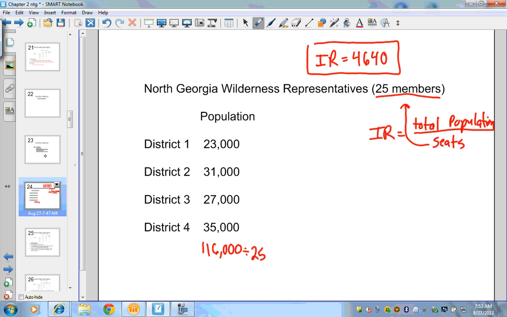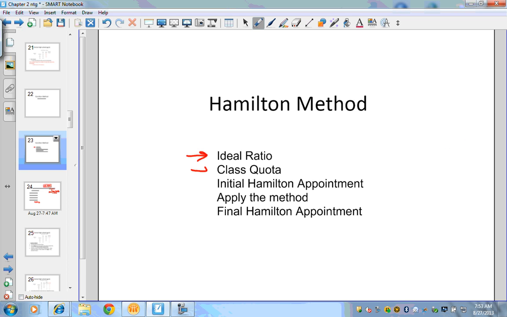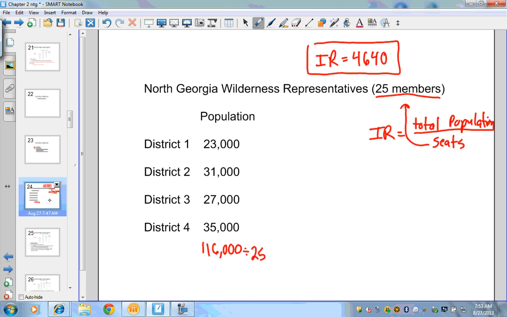Step 2, if we go back to the other slide, is figuring out the class quota. Now the class quota, which I will use as CQ, is taking the class population and dividing it by the ideal ratio. Now the word class itself, I'm going to use this kind of loosely. What it means is all the different groups that you have. So in this case, the classes represent all the districts. So I'm going to take 23,000 and divide it by the ideal ratio, which is 4,640.